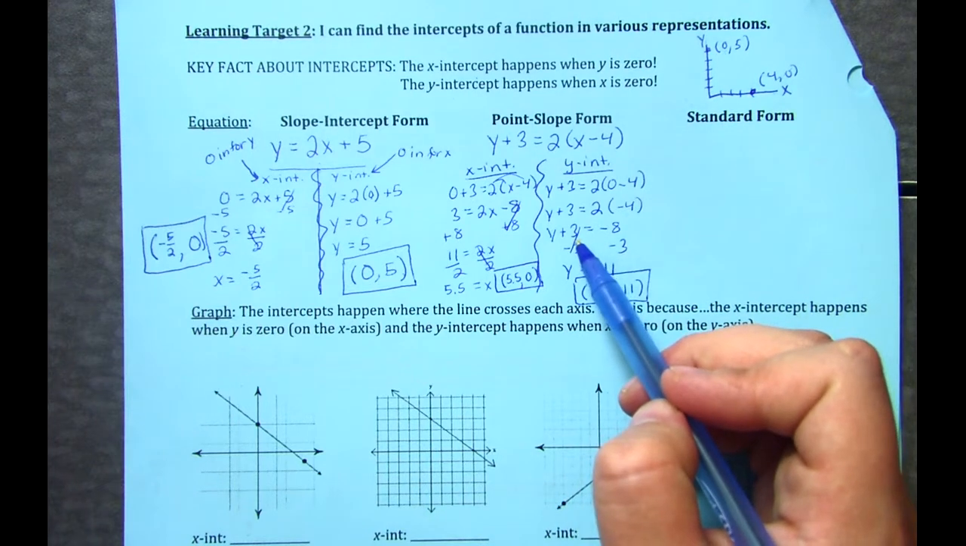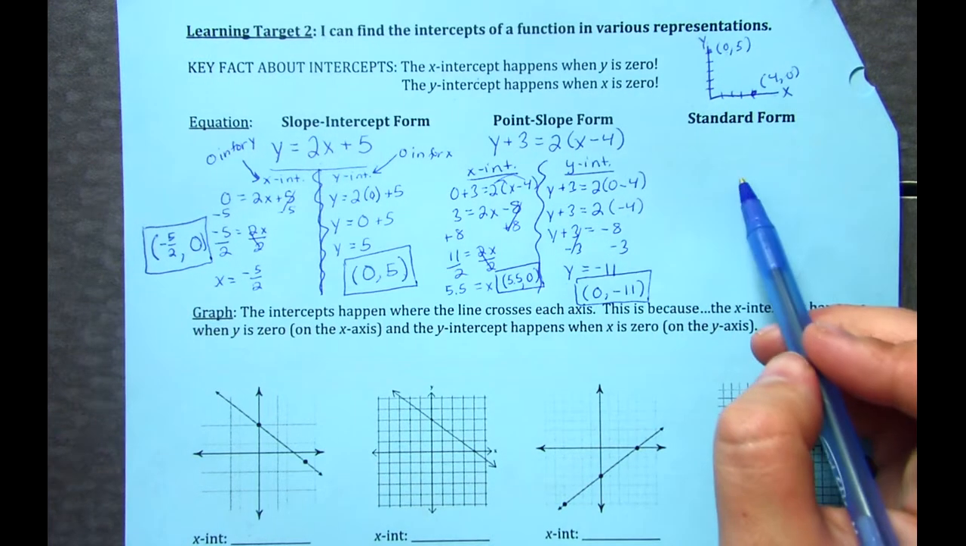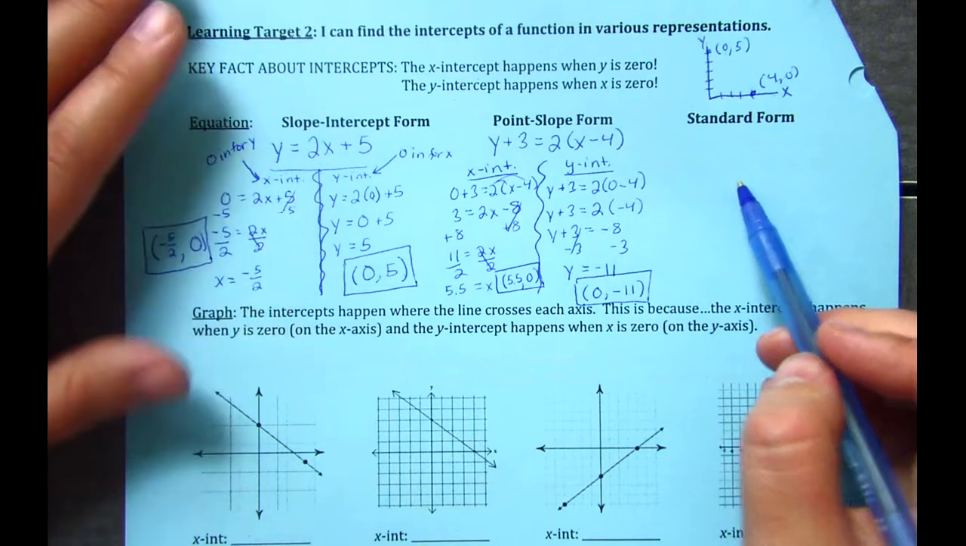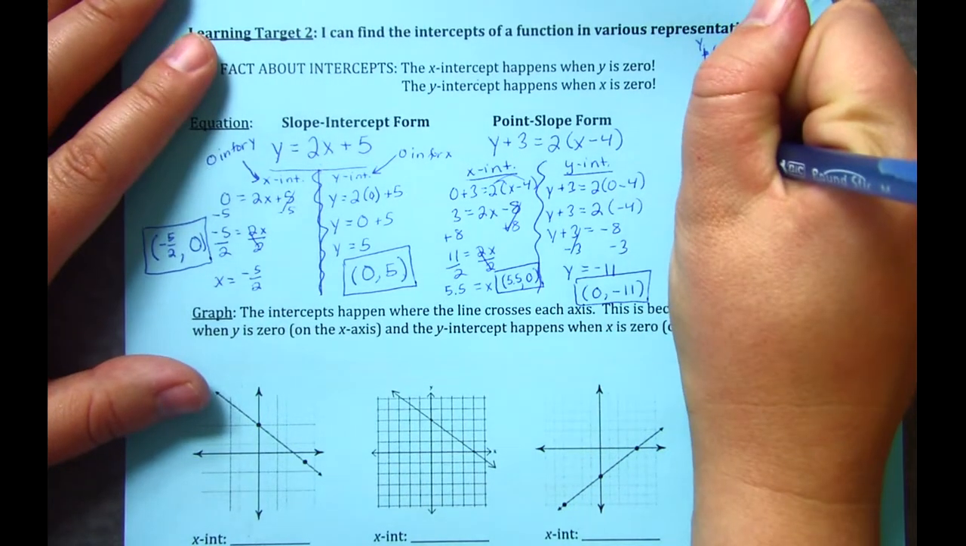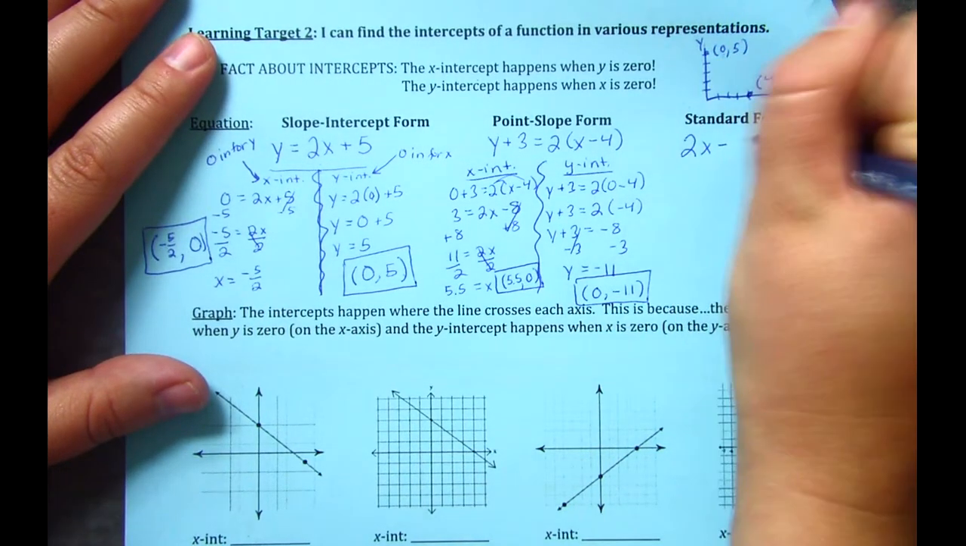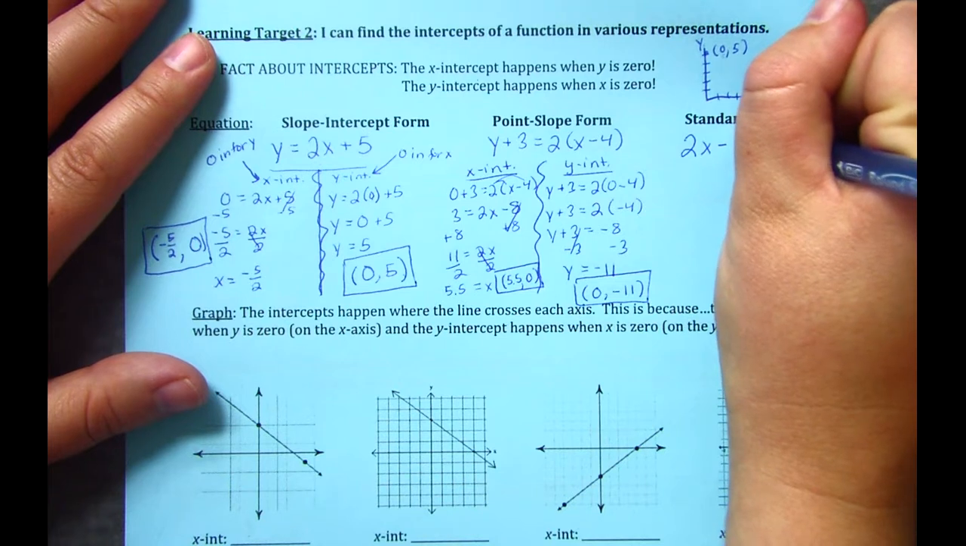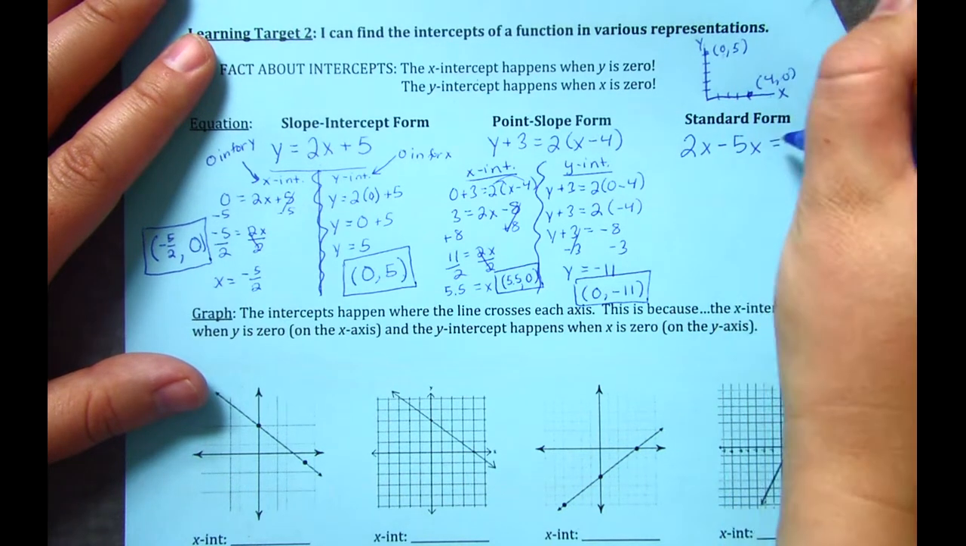Point-slope form is nice for graphing things. Standard form is nice for finding the two intercepts, and here's why. Let's just say we have this function, 2x minus 5y equals 20.